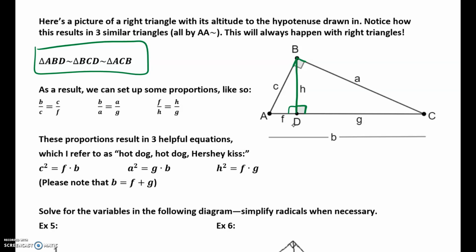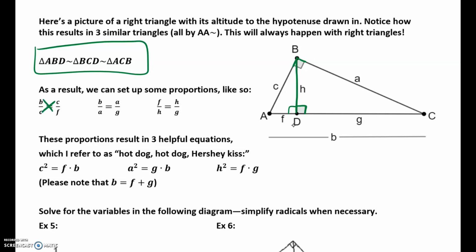And as a result, we could set up proportions, right? Because if they're similar, all their sides are in the same ratio. So one of the proportions we could set up is we could put B over C, which you'll notice is the hypotenuse in the big triangle over the smallest side. And we would set that equal to C, which is the hypotenuse of the little triangle, over F, which is its little side. So basically we're setting hypotenuse over little side equals hypotenuse over little side. And then we can do the same thing with B over A, hypotenuse over long side equals, and then in the medium triangle, hypotenuse over long side. And we can do the same thing between the little and the big triangle. F over H, little side over long side, equals H over G, little side over long side. I wouldn't worry so much about setting up these proportions, but they do result in some helpful equations.